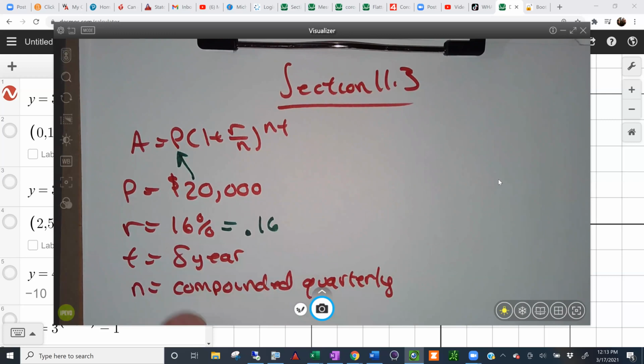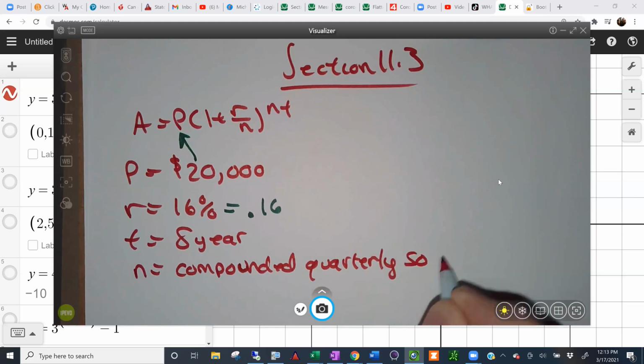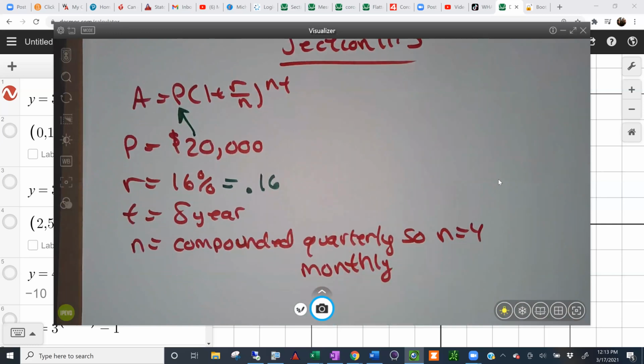T is your time in years. N is how often interest is added to your account or how often it's compounded. So if it's compounded quarterly, what does that mean that N equals? N equals 4. If it was compounded monthly, I think I saw one of the problems in there dealt with monthly, then N equals 12, and so on. The funny thing is that daily interest isn't 365. By convention, it's 360. All right, that's a different story.